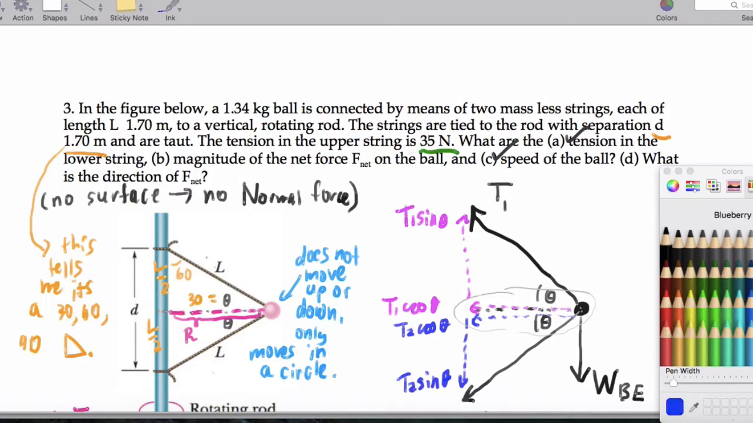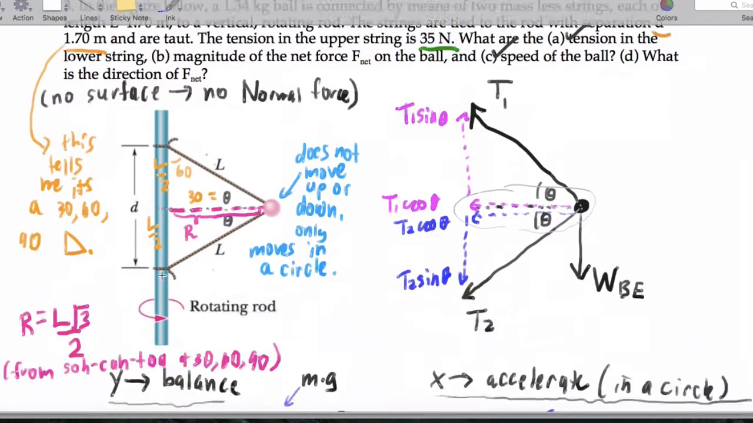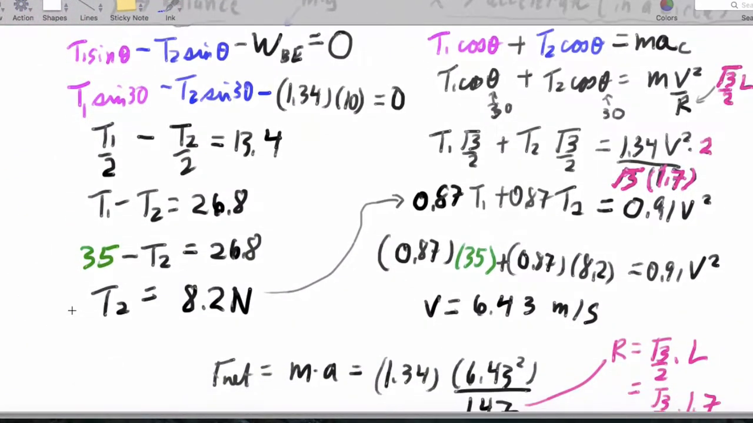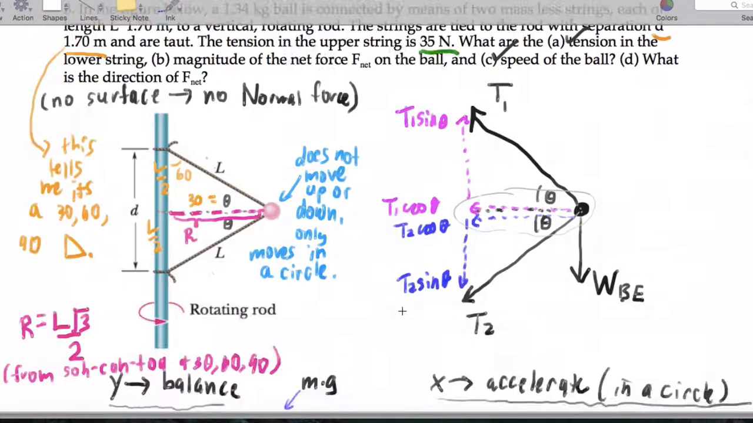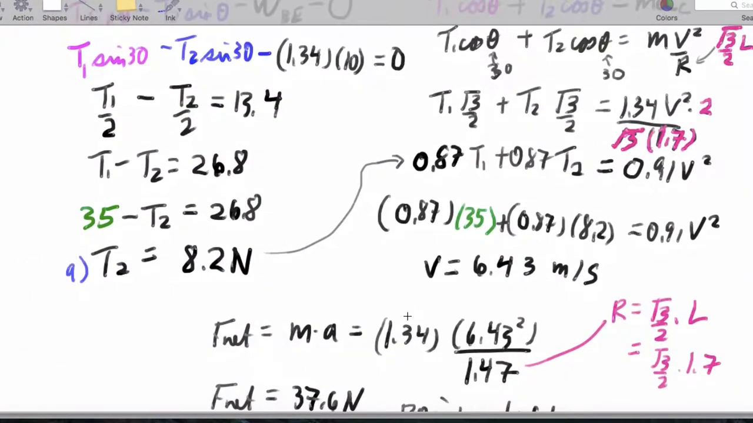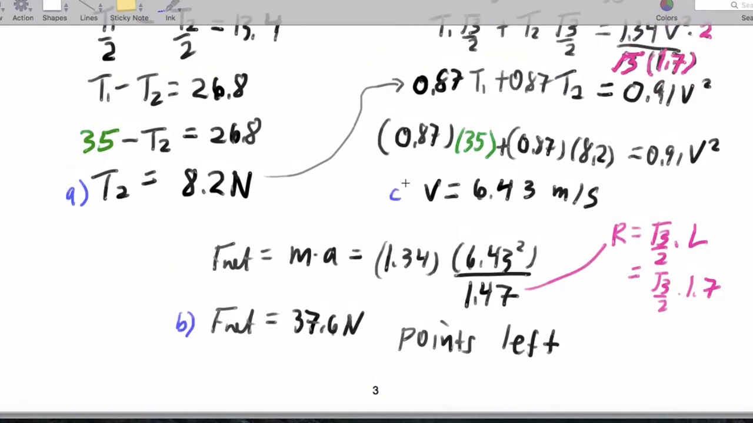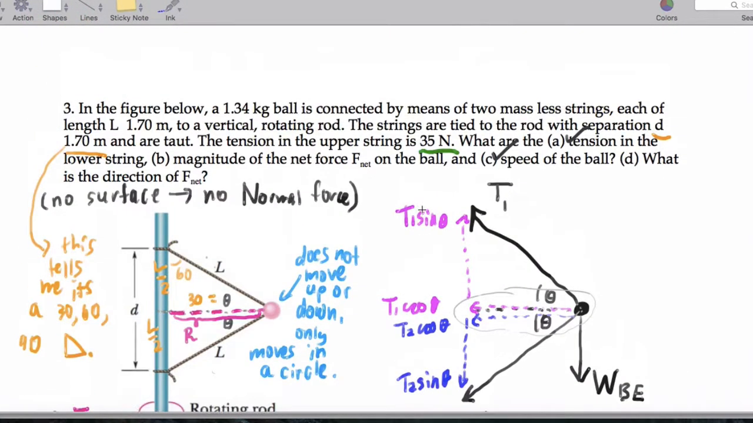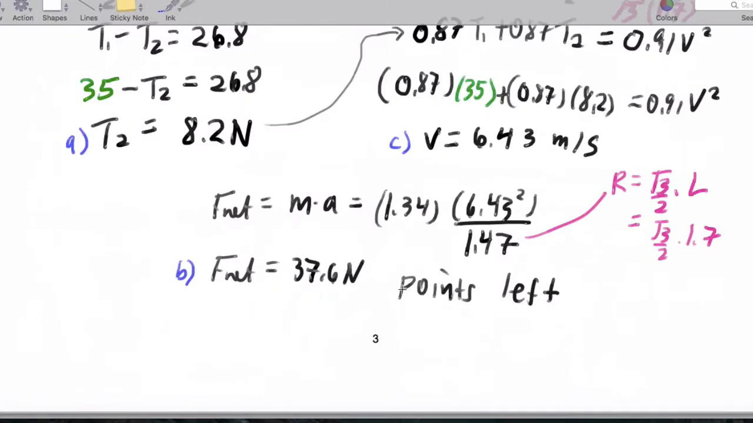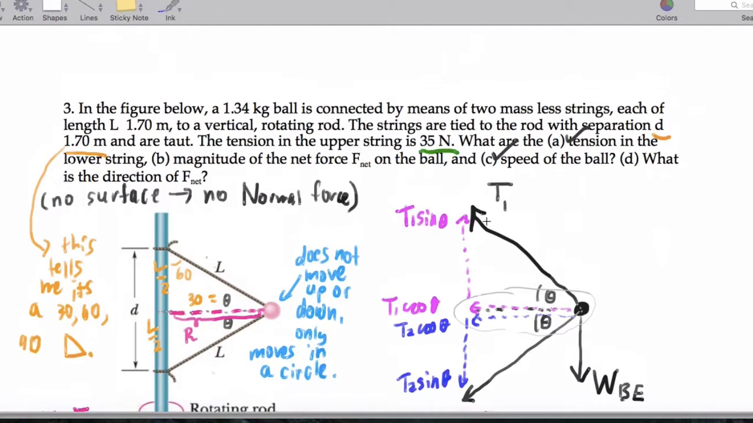So let's label each part here. Going back and labeling our answers, this is the answer to part A. This is the answer to part B. This is the answer to part C. And this is the answer to part D. So that is problem number 3.